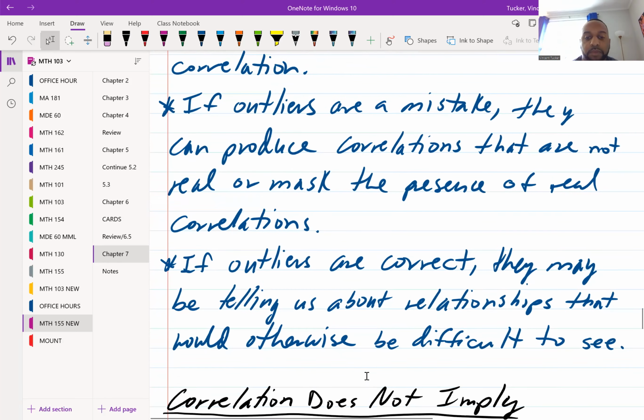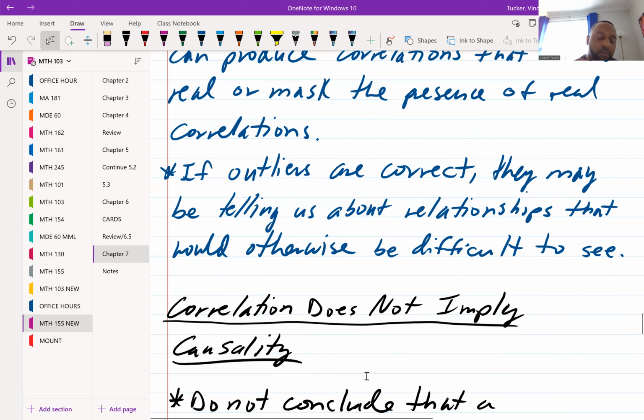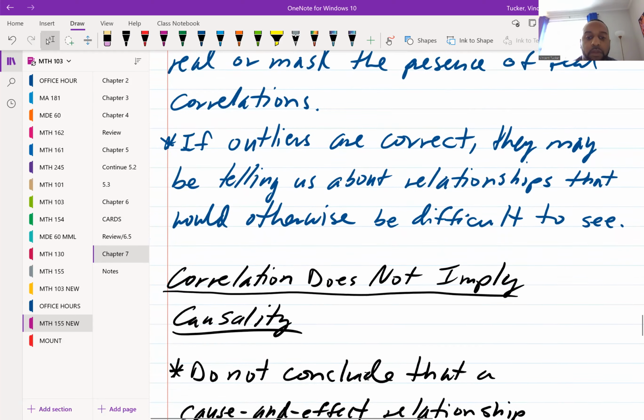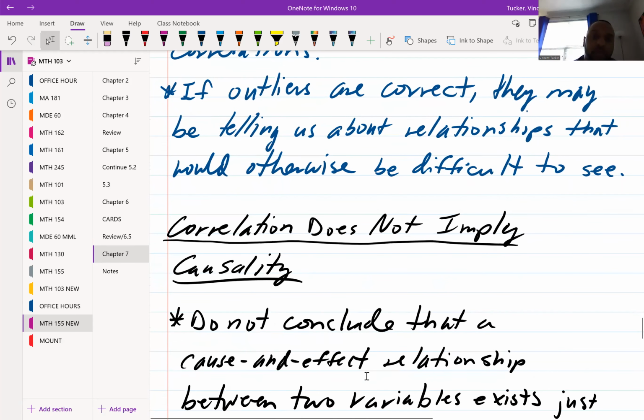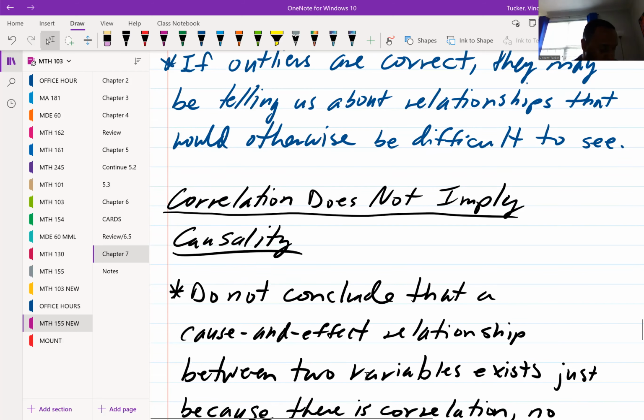Can I scroll up? Anybody holding on to blue before I go all the way up?